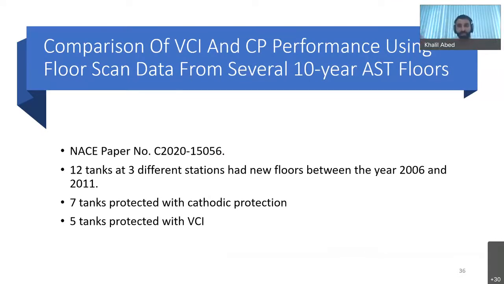A more comprehensive case study was done on 12 tanks. This is a NACE paper that shows a summary of a study done on 12 tanks. What's really special about the study is that the 12 tanks had new floors, all of them, so you have a clear baseline of the starting point. 5 of the 12 tanks were protected with vapor phase corrosion inhibitors, and 7 tanks were protected with cathodic protection.